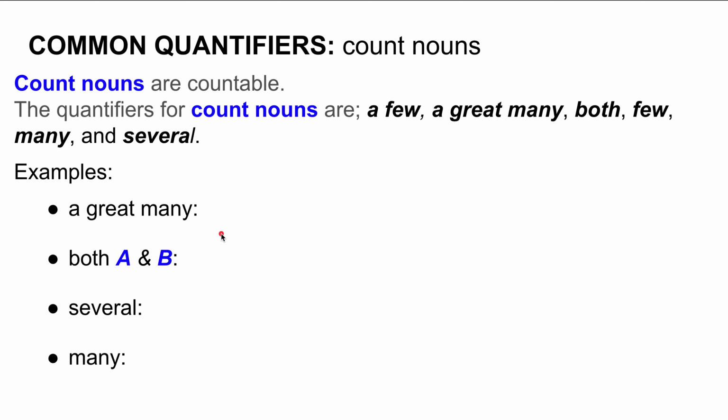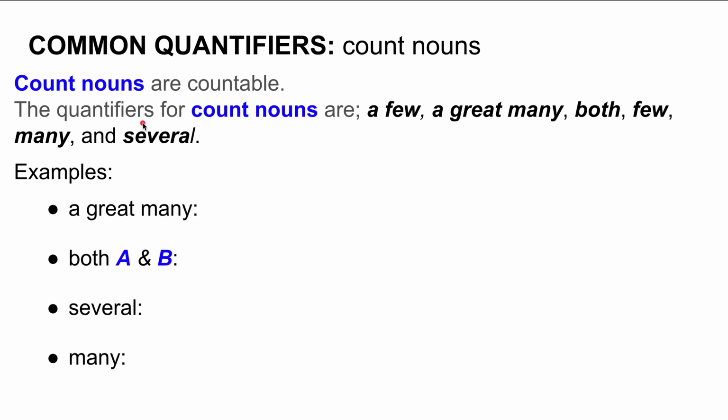A quick short review about what we mean by count noun. Count nouns are nouns that are countable. If I can count it, then it's a count noun. For example, I can count fingers: one finger, two fingers, three fingers, four, five, six fingers. I can count people: one person, two people, three people, four people. I can count blocks: one block, two blocks. Basically, a count noun is any noun that can be made into a plural.